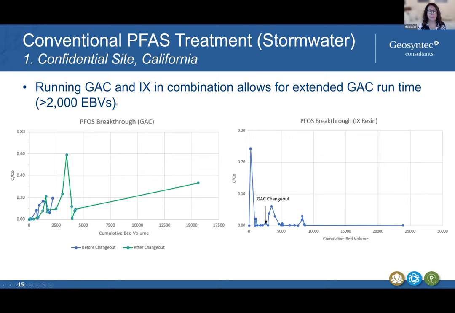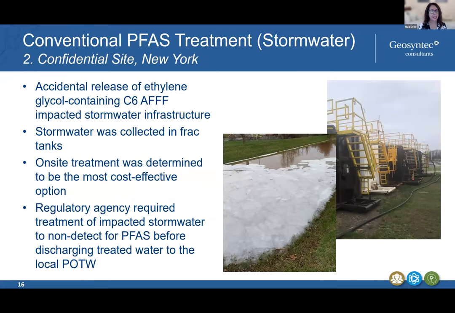So the two conventional treatment technologies, the granular activated carbon and ion exchange, are both sorption-based technologies. The granular activated carbon removes PFAS and other stuff, but the ion exchange really targets the ionic PFAS. A lot of them are, some are anionic, some are zwitterionic. So it's really a special formulation of resin that we tested and implemented at that site with good results.